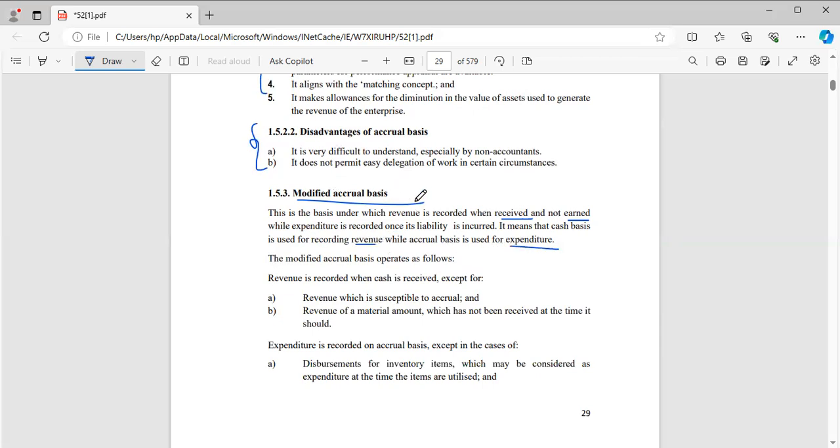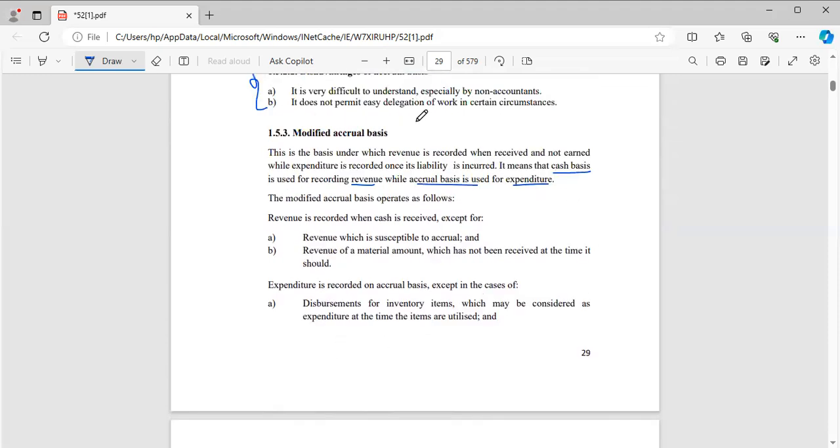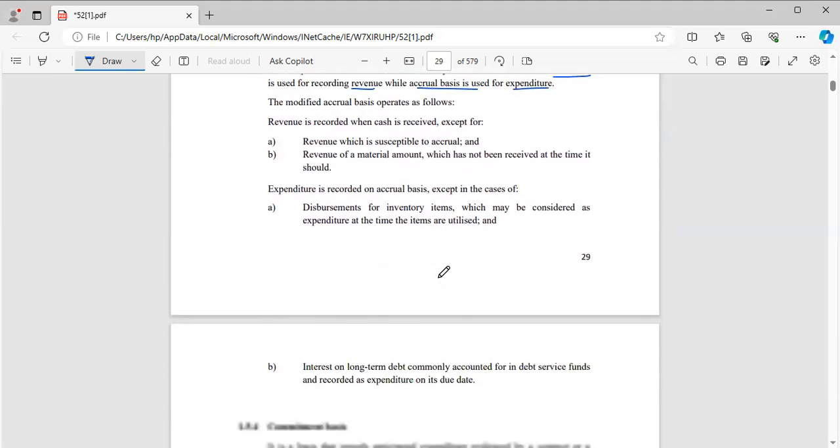So I've explained this earlier. Modified cash basis. Under modified cash basis, we are saying that we are combining both accrual basis and cash basis at the same time. If you want to use it, you apply the cash basis for revenue only, and you apply the accrual basis for expenditure only. So you are combining both cash basis and accrual basis. Cash basis for revenue, then accrual basis for expenditure. It's as simple as that. Please look at the other contents contained here for more clarity, but that is what modified accrual basis is.